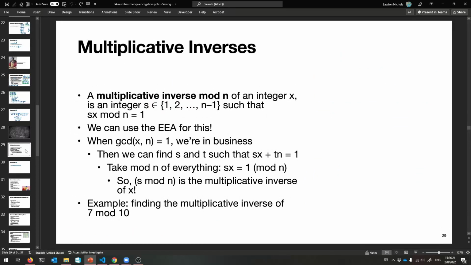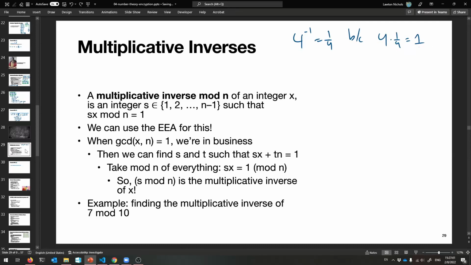So let's see how the extended Euclidean algorithm can find us a multiplicative inverse mod n of a number. It's a long word, I know, but it's going to make sense once I explain it to you. Just a normal inverse of a number is, like, you take the reciprocal, right? So the inverse of 4 is 1/4, because when you multiply 4 and its inverse, you get 1. That's essentially what an inverse means.